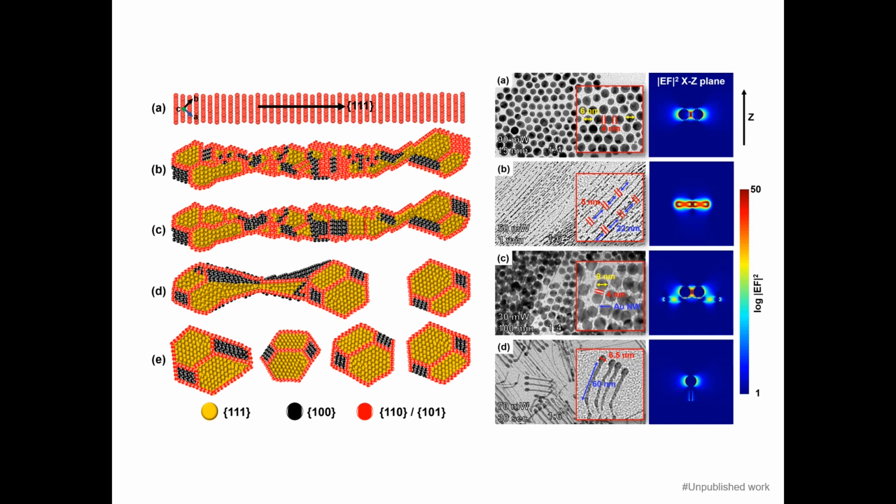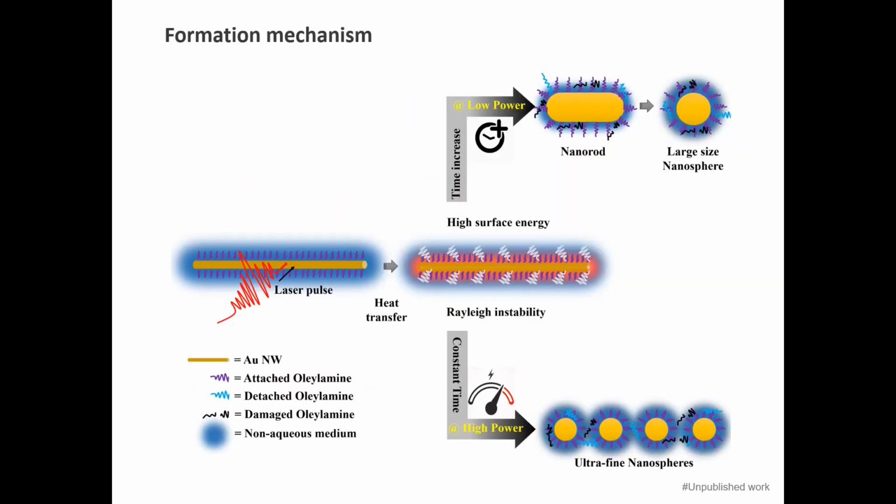So from this method you take one precursor and play around a little bit with the time and the power, and we get a variety of structures. This is another typical example. Here is the formation mechanism, the same as when the laser interacts with the gold nanowire. When the time increases at low power, we get nanorods and large-size nanospheres. And when we keep the time constant and increase the power, we get ultrafine nanospheres.